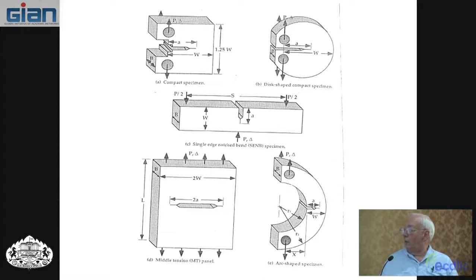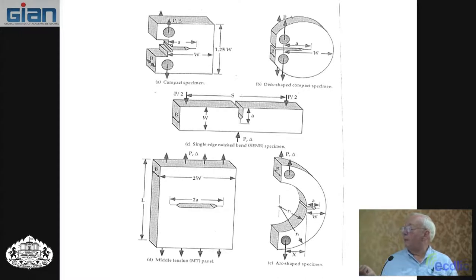Every time you get a new specimen, you have to do all the calibrations. So anybody who wants a new specimen can propose it, but you have to do the calibrations yourself. Nowadays, I think calibrations would be done numerically. You do it with finite element. The middle crack specimen is the old Griffith geometry, is not used for fracture testing, fracture toughness testing.